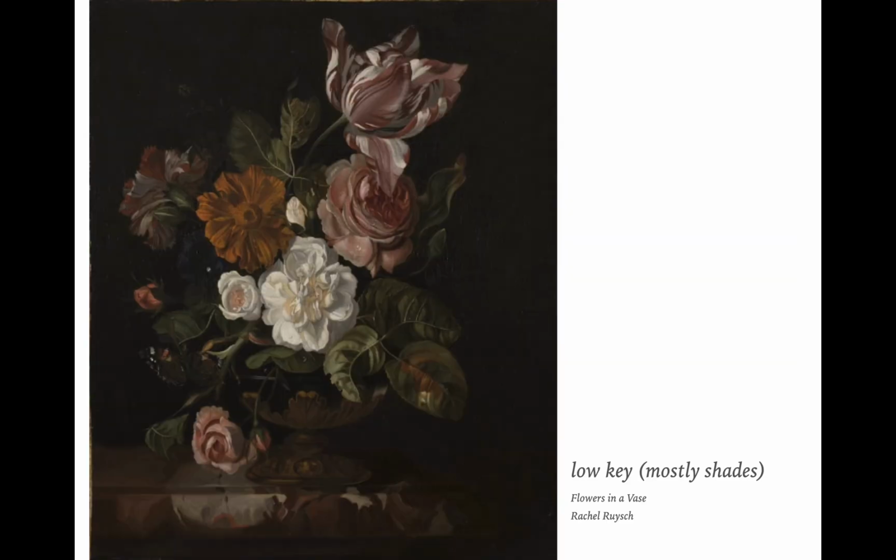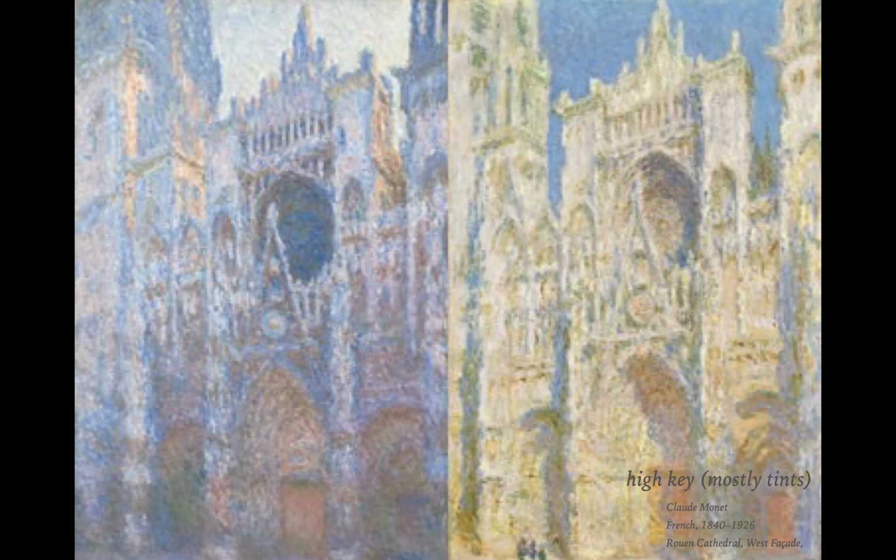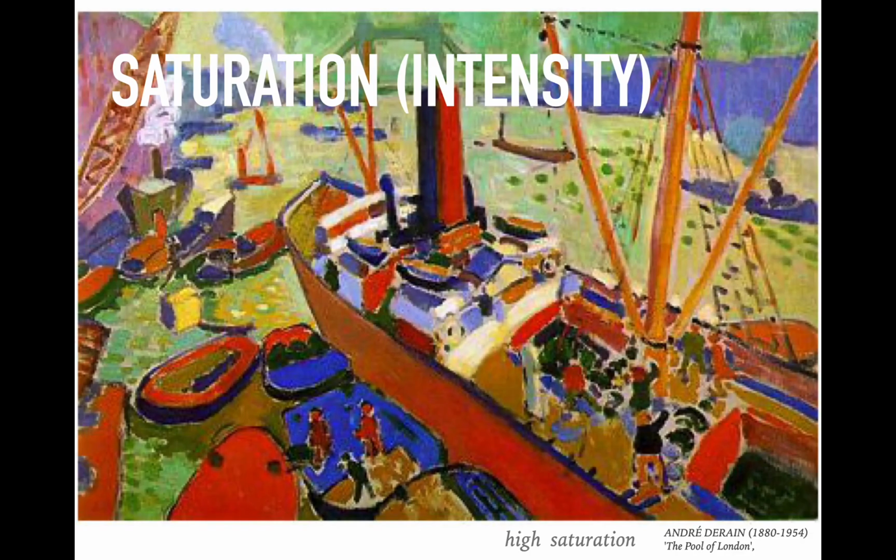Here's an example of low key. There's a little bit of light in there. We have a white flower, and there are some highlights where the light is hitting them. But overall, that is a low key, mostly dark image. And here's an example of high key, mostly light. It feels bright and airy, maybe even clean. So hues have value. Are they light or dark?